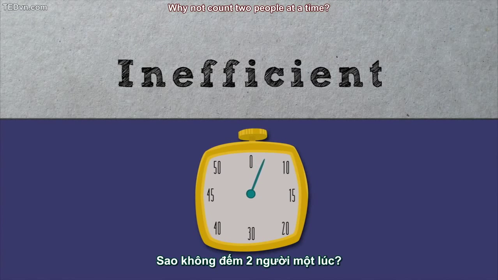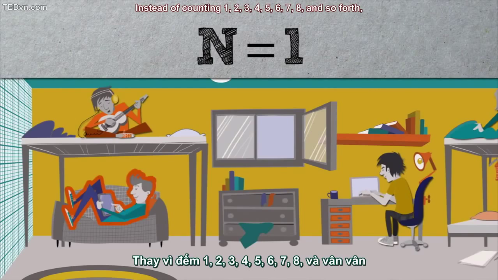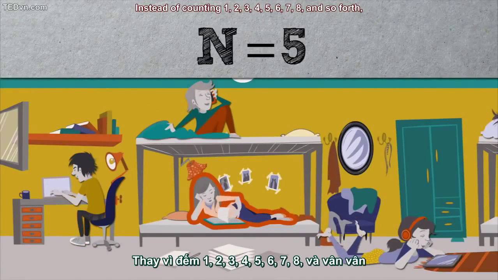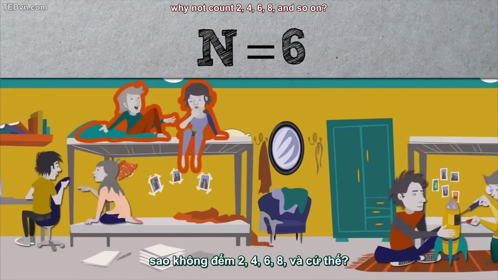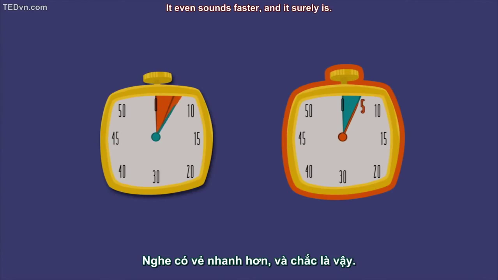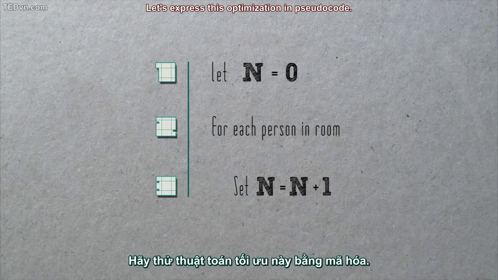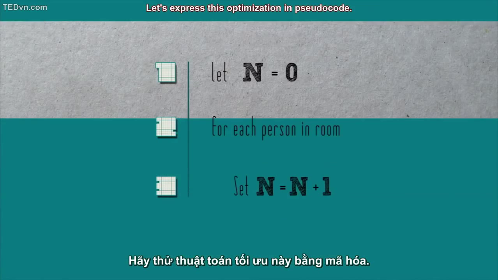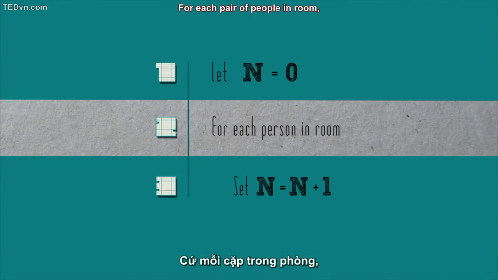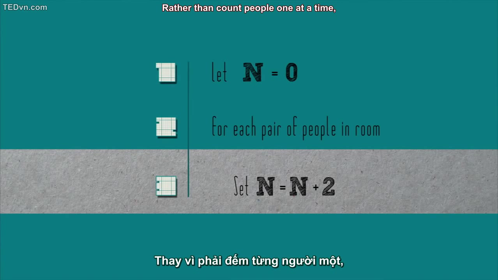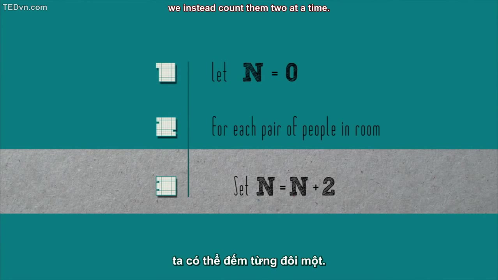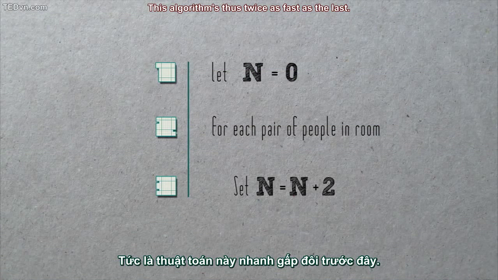Why not count 2 people at a time? Instead of counting 1, 2, 3, 4, 5, 6, 7, 8, and so forth, why not count 2, 4, 6, 8, and so on? It even sounds faster, and it surely is. Let's express this optimization in pseudocode. Let n equal 0. For each pair of people in room, set n equal to n plus 2. Pretty simple change, right? Rather than count people one at a time, we instead count them 2 at a time. This algorithm goes twice as fast as the last.